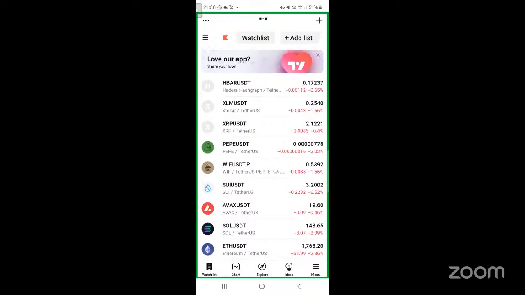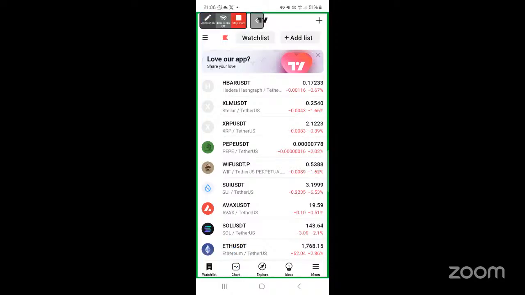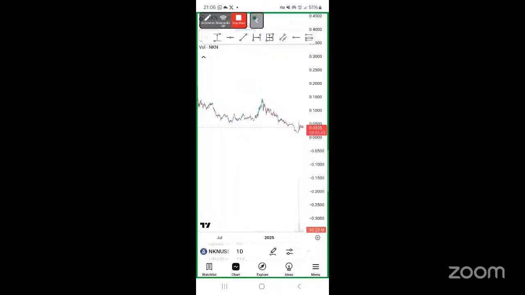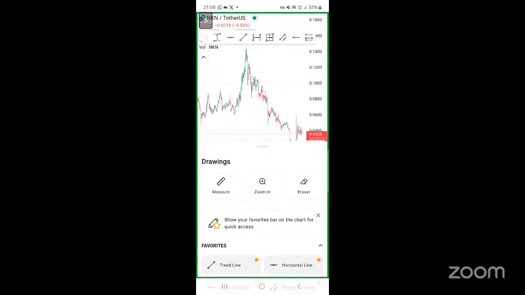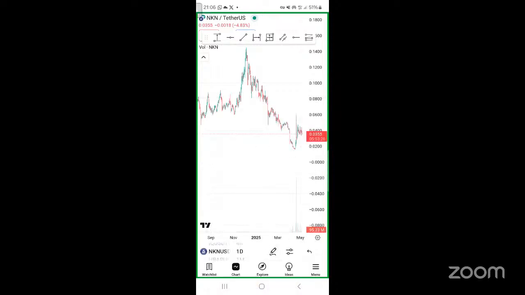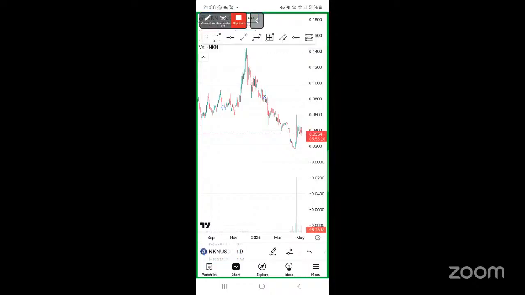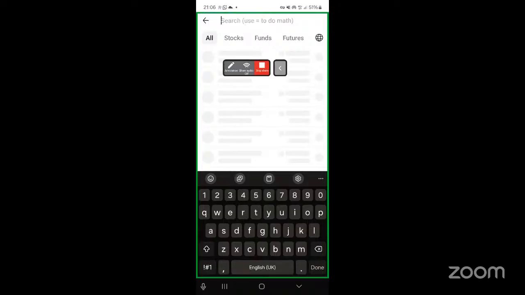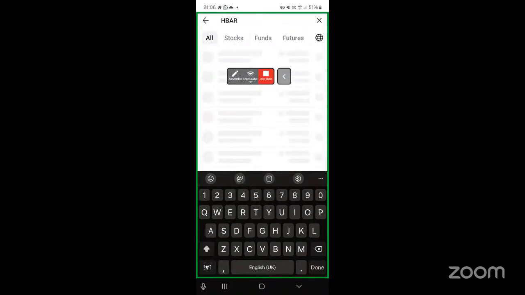When I get on TradingView, I tap on chart, down there. Then on my chart, I tap down here to bring up the coin name. I search for the coin called HBAR. I want to trade HBAR.